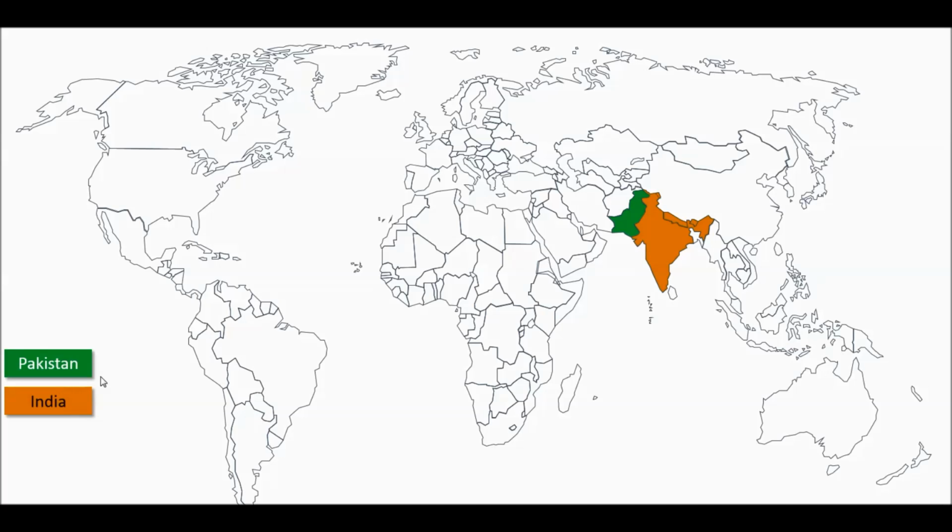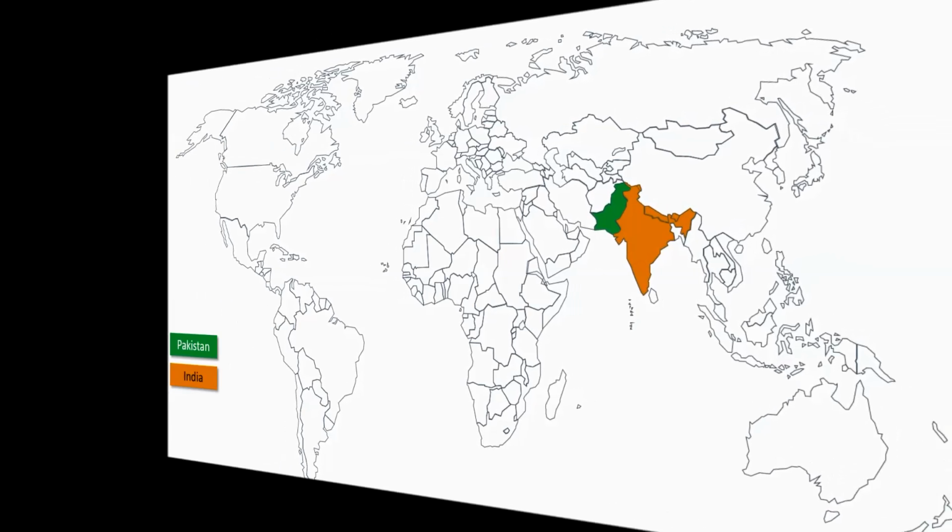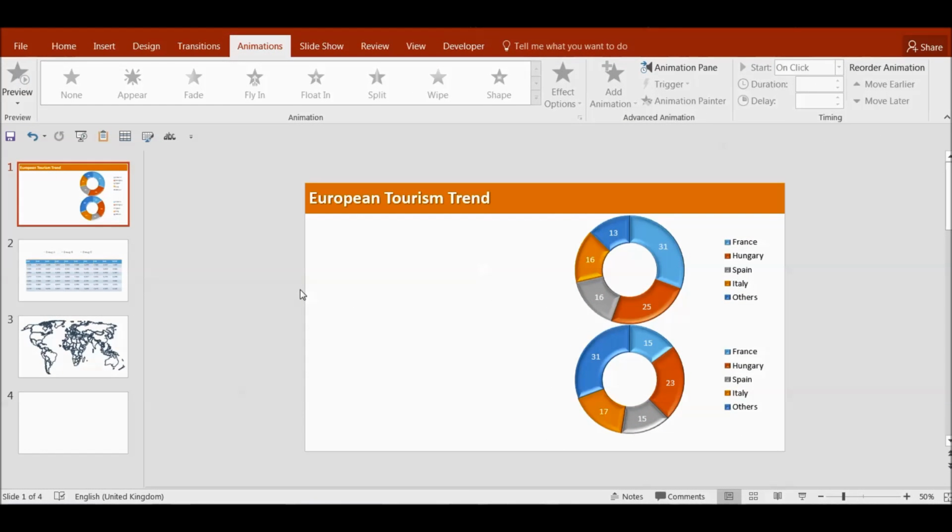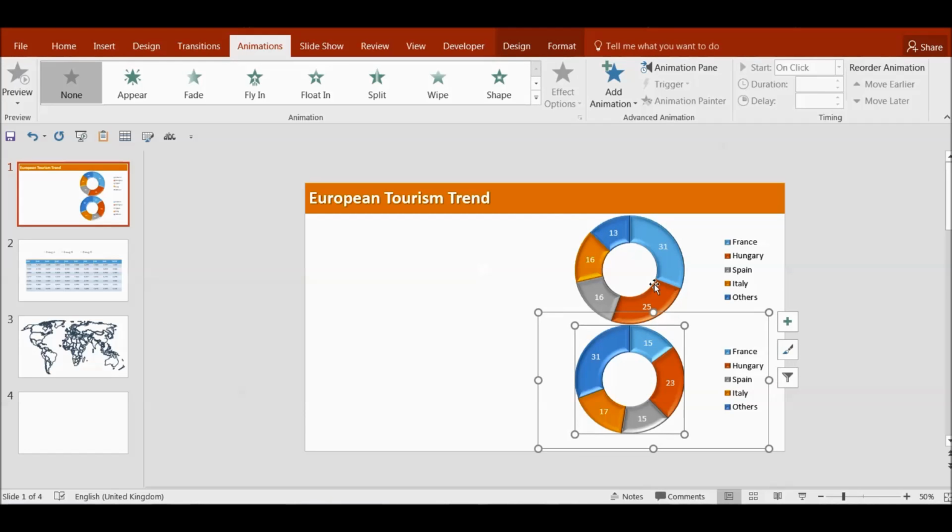So I will show you now how you can make it yourself easily, and how you can play with this part of PowerPoint. So let's start with the first slide that we saw about European tourism trends. Once again, I must say that this is just sample data that you can see here. It has no relevance with the actual data at all. It's just for demonstration purposes. So here I have two graphs which I want to demonstrate one by one.